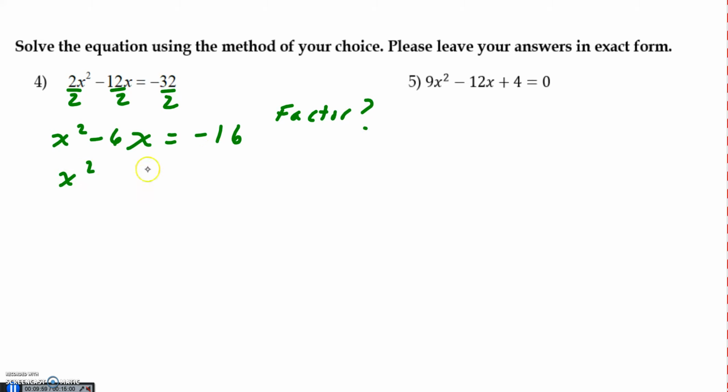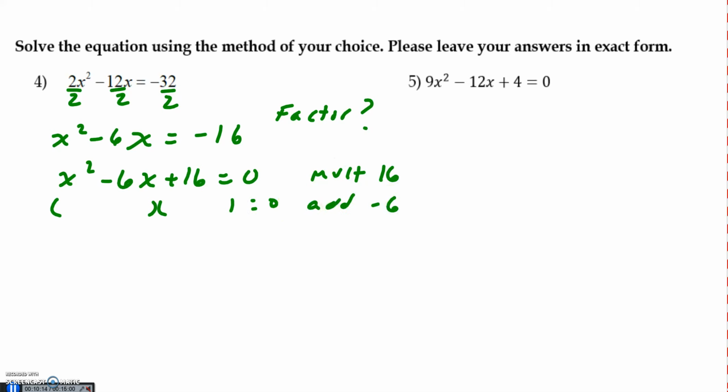So if I move the 16 over and get this, I want to see if this is possible. So two numbers that multiply to be positive 16 and add to be negative 6. Well, if I think of my options for 16, I have 1 and 16, 2 and 8, and 4 and 4. My eye goes to 2 and 8, but if I want to get negative 6, that has to be 2 minus 8, and 2 times negative 8 is not a positive 16.